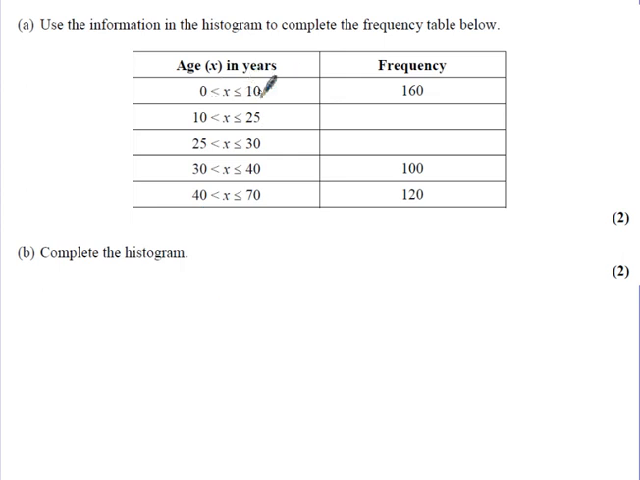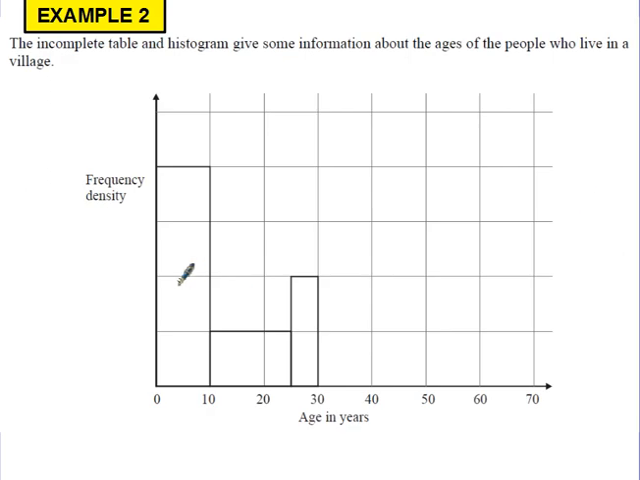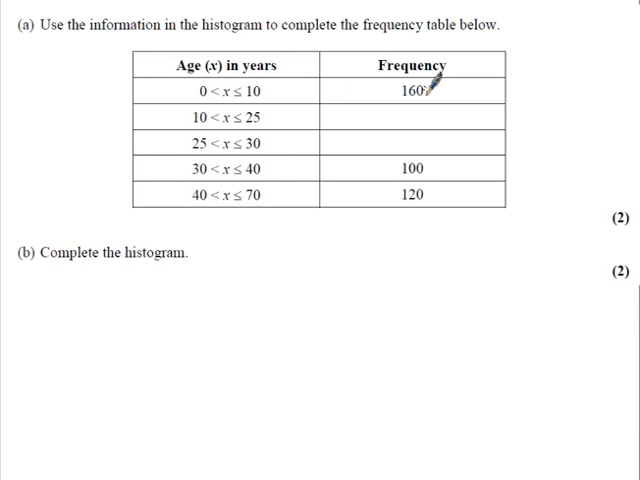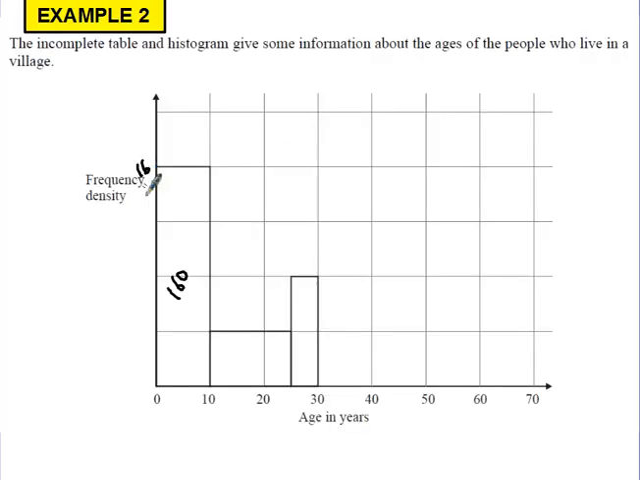It tells you between 0 and 10 the frequency is 160. So let's go back to the graph. So the area of this is 160. Now that tells us that because this is 10, we must have times 10 by 16 to get 160. So we can use this table and the idea that the area of a bar in a histogram gives you the frequency to work out the scale. So I now know the scale. If that's 16, these must be going up in 4s.